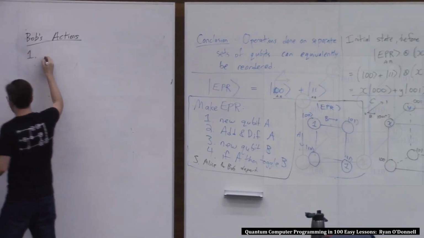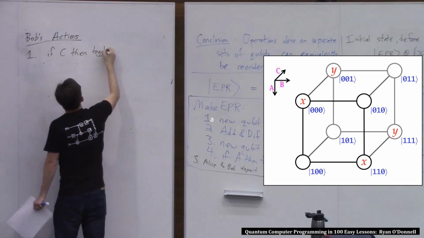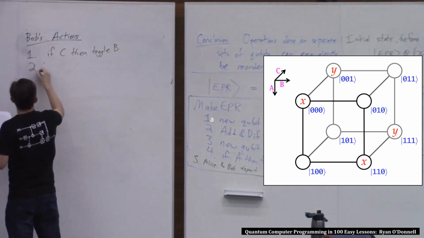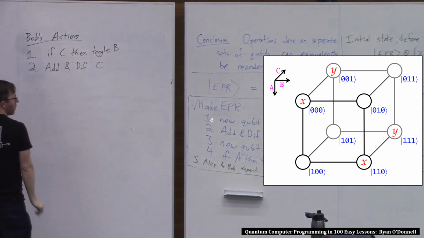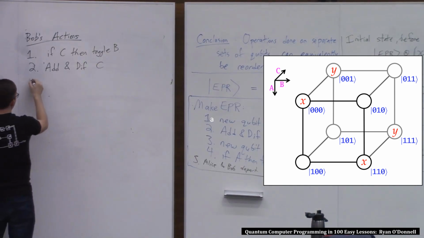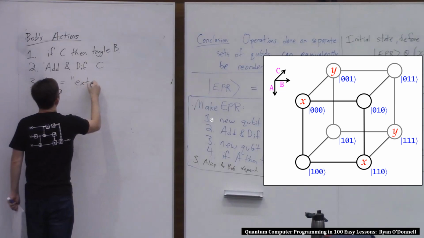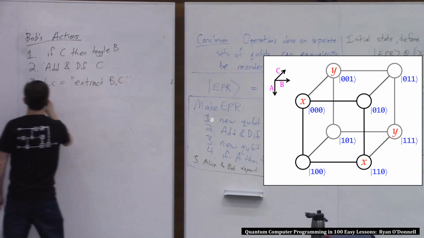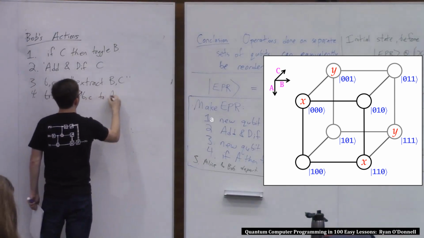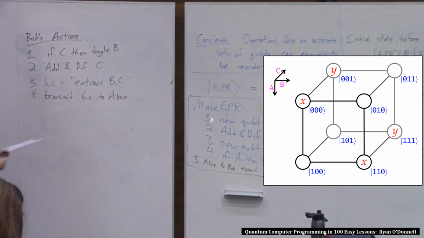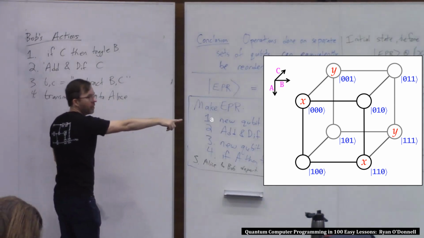So, okay, first thing he's going to do is this. If C, then toggle B. And then he's going to do add and diff on C. And that's it. Those are his operations. So there's only so many things you can try. This is what works. We'll see why in a second. Okay, so then he does the extraction. And then he does the transmission. Okay. So let's see what happens here. So I'm going to implement these, steps 1 and 2, by changing this picture.